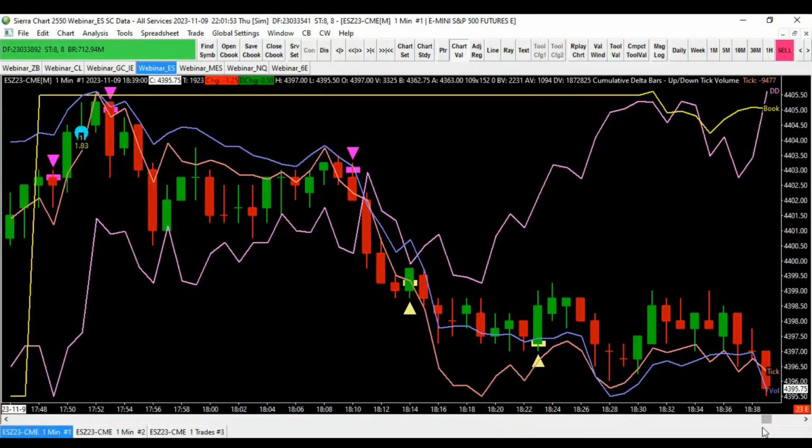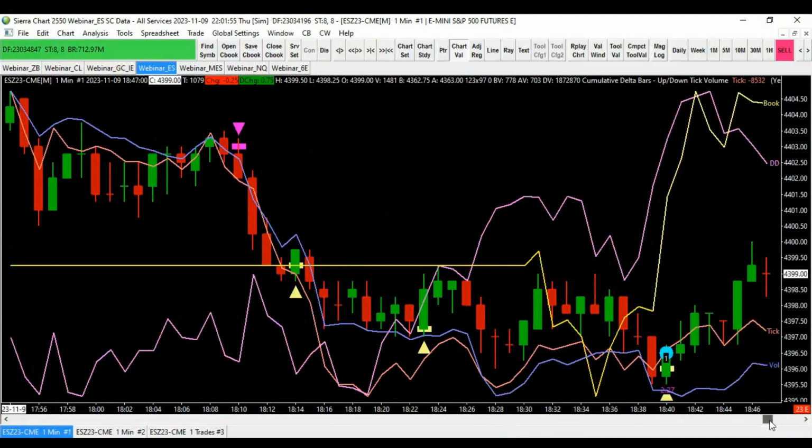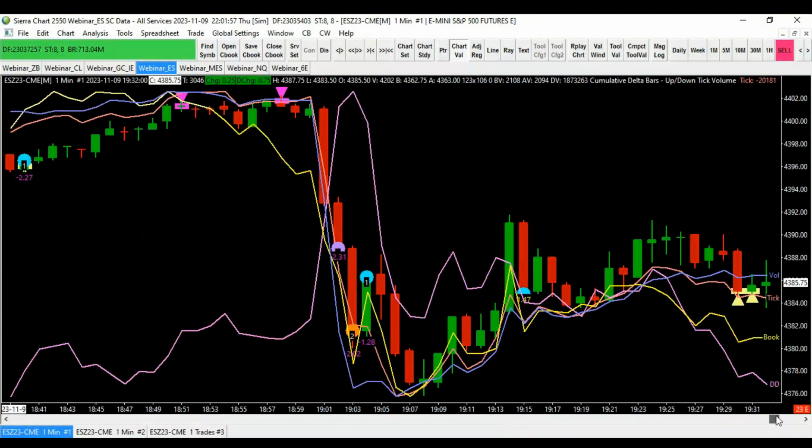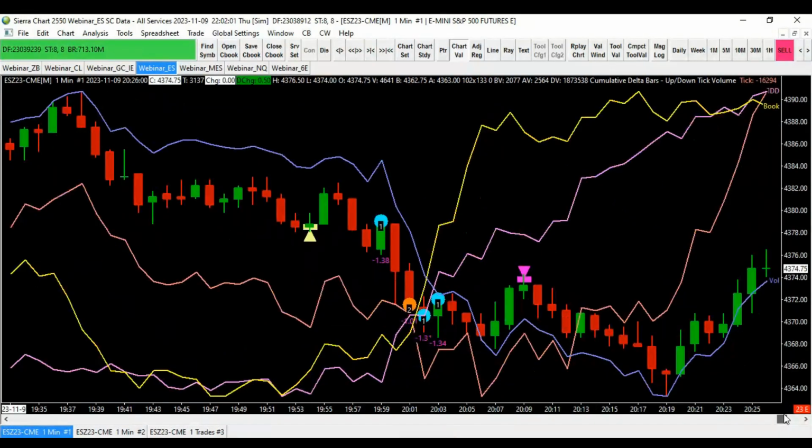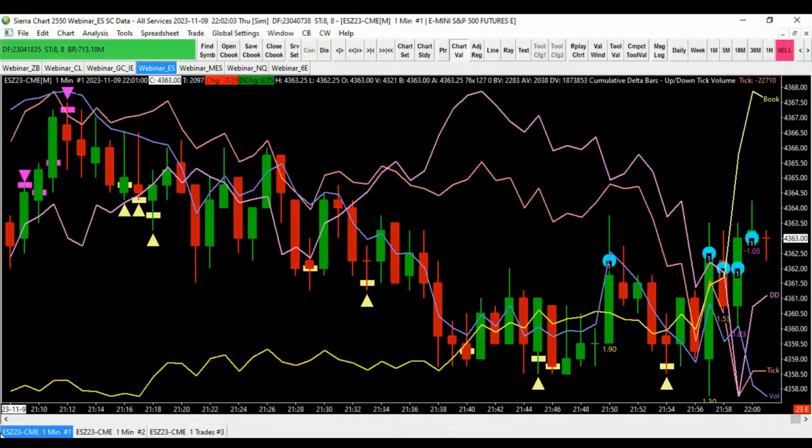So it's another tool, but like I've said with everything else, you never trade with one tool on its own. Always look for some confirmation. Okay.